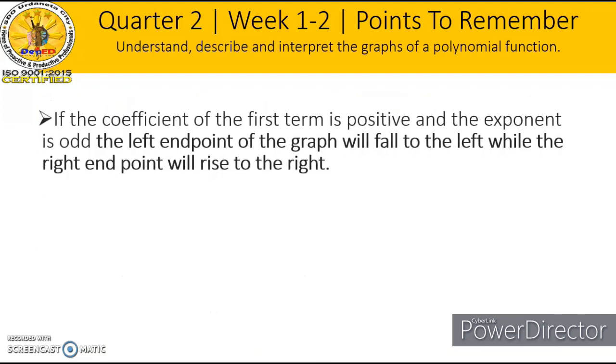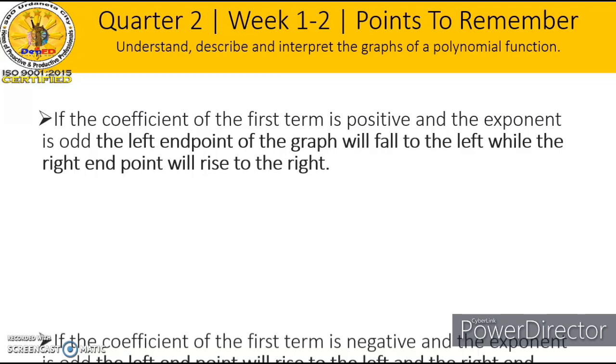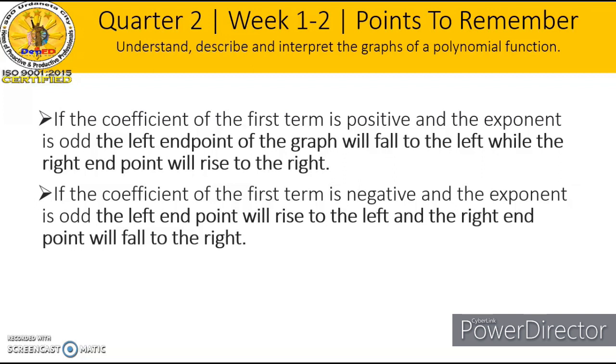If the coefficient of the first term is positive and the exponent is odd, the left endpoint of the graph will fall to the left, while the right endpoint will rise to the right. If the coefficient of the first term is negative and the exponent is odd, the left endpoint will rise to the left and the right endpoint will fall to the right.